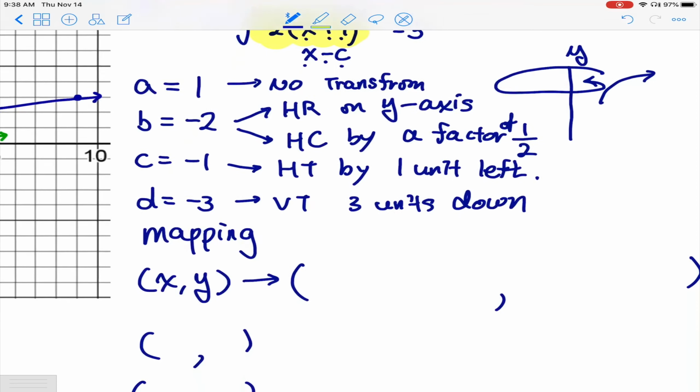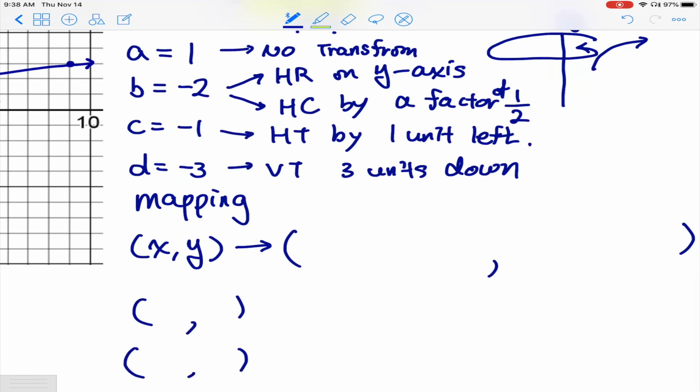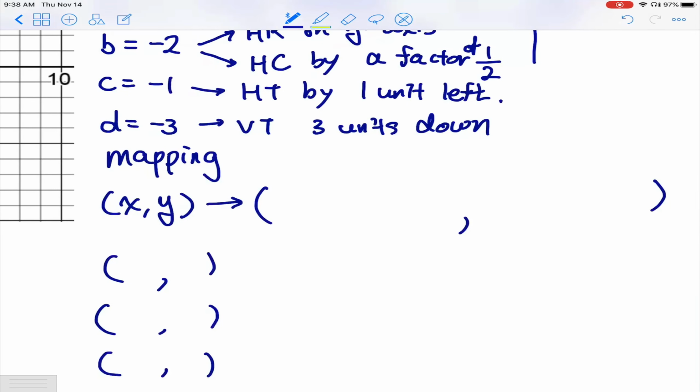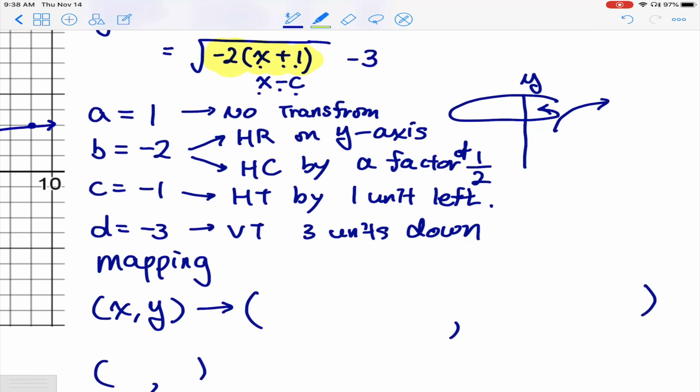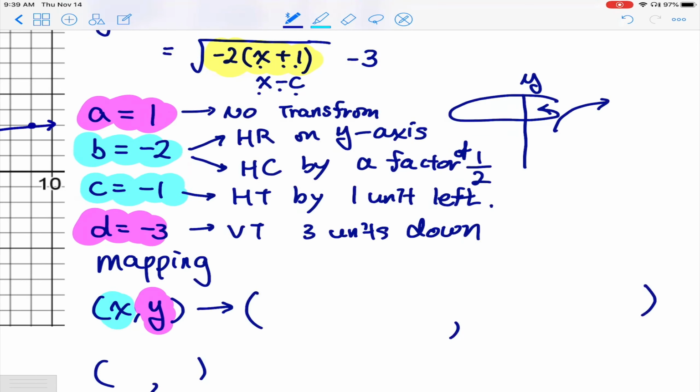So then what we have to do is take care of the mapping in order for us to draw or sketch the graph. Now, since we know that our A and the D affect the vertical way, which is the y value, and our B and C affect the horizontal one, which is the x, let's actually figure this out.